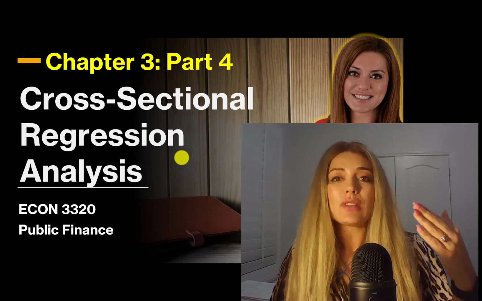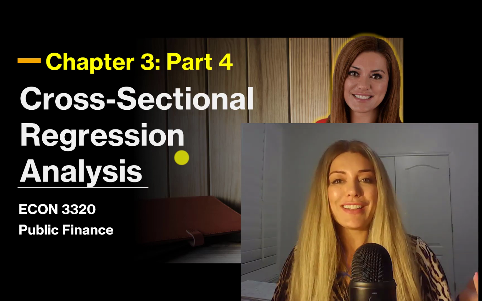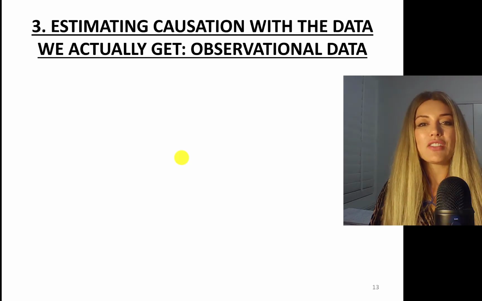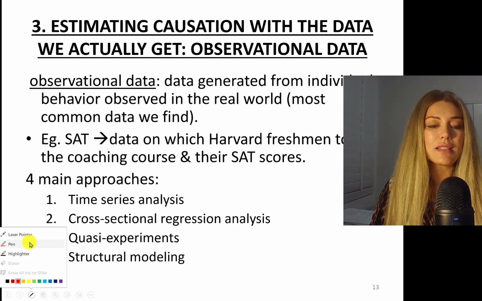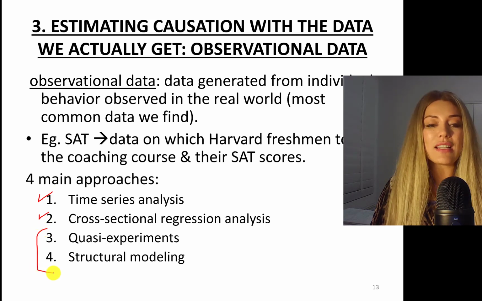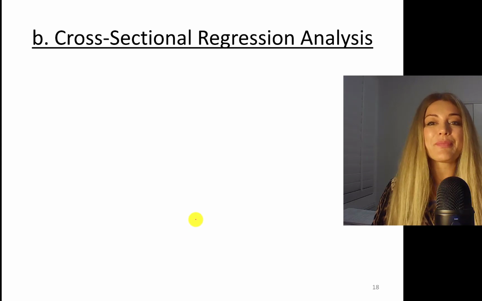So we talked about the gold standard of empirical research, which is randomized trials. However, when it's not available, what we get is observational data. And with observational data, we have time series analysis and cross-sectional regression analysis. We're going to talk about quasi-experiment and structural modeling in part 5. Okay, we are now on part 4. We covered time series analysis in part 3. Let's get started with cross-sectional analysis.